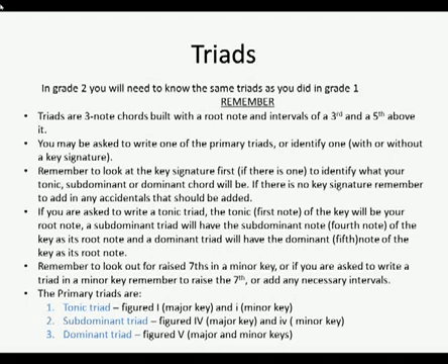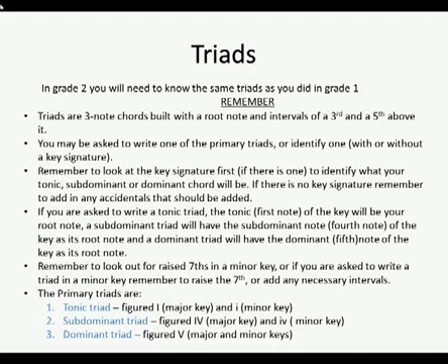Okay, do you remember what the primary triads were? They were the tonic triad, subdominant triad, and dominant triad. Okay, always remember to look at the key signature first, if there is one, to identify what your tonic, subdominant, or dominant chord will be. So, for example, in C major, C major obviously has no sharps or flats. What would your tonic triad be? It would be the triad on C. Okay, because remember, tonic means first note. So it would be C, E, G.